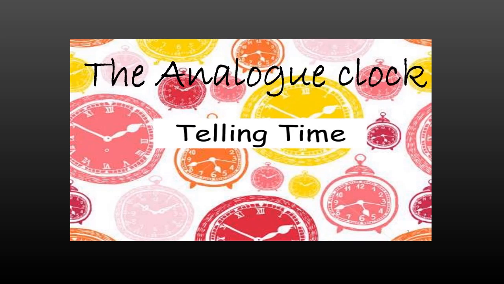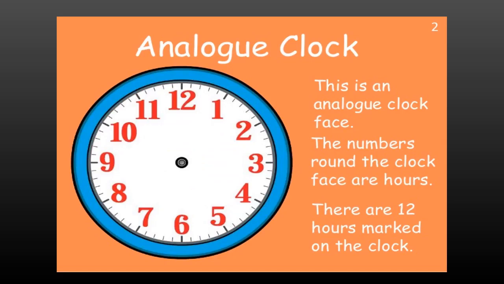Hello, my dear students. Today we're going to introduce the analog clock. As we know, the clock is used to tell the time. We have numbers all around the clock. We have 12 numbers. These numbers represent the hours.